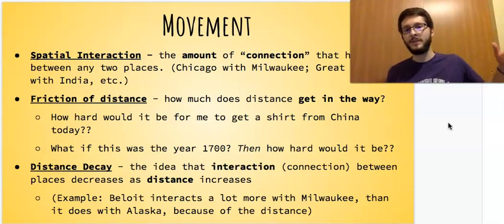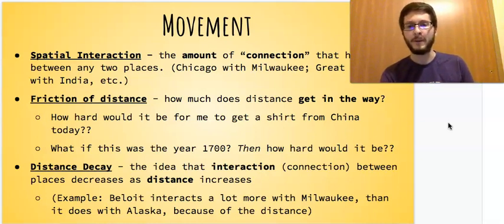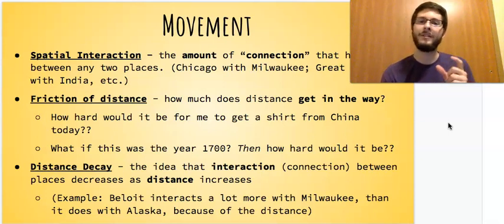Whereas if it was hundreds of years ago, friction of distance is much greater. It's much more significant. It does impede people's abilities to do things, such as getting goods from halfway across the world. Distance decay is another concept that, again, the vocab terms sound the same or similar, but there is a key difference between them.